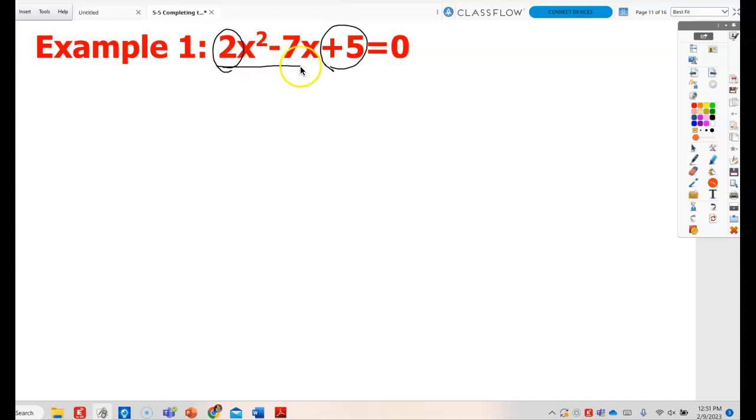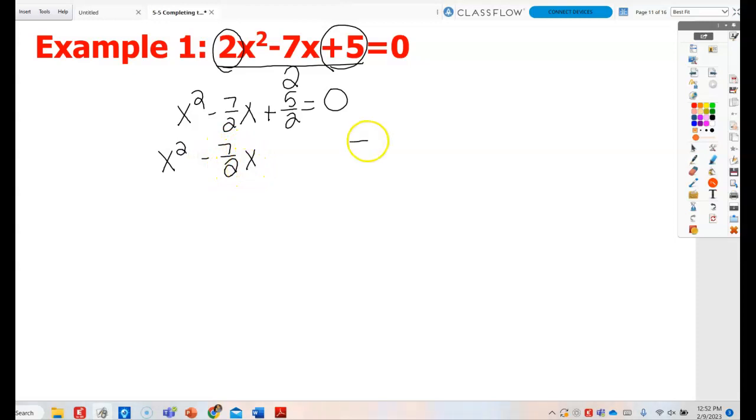So we're going to divide everything by 2. So I get x squared minus 7 over 2 x plus 5 over 2. And then we're going to get it set equal to 5 over 2. And then we are going to complete our square.